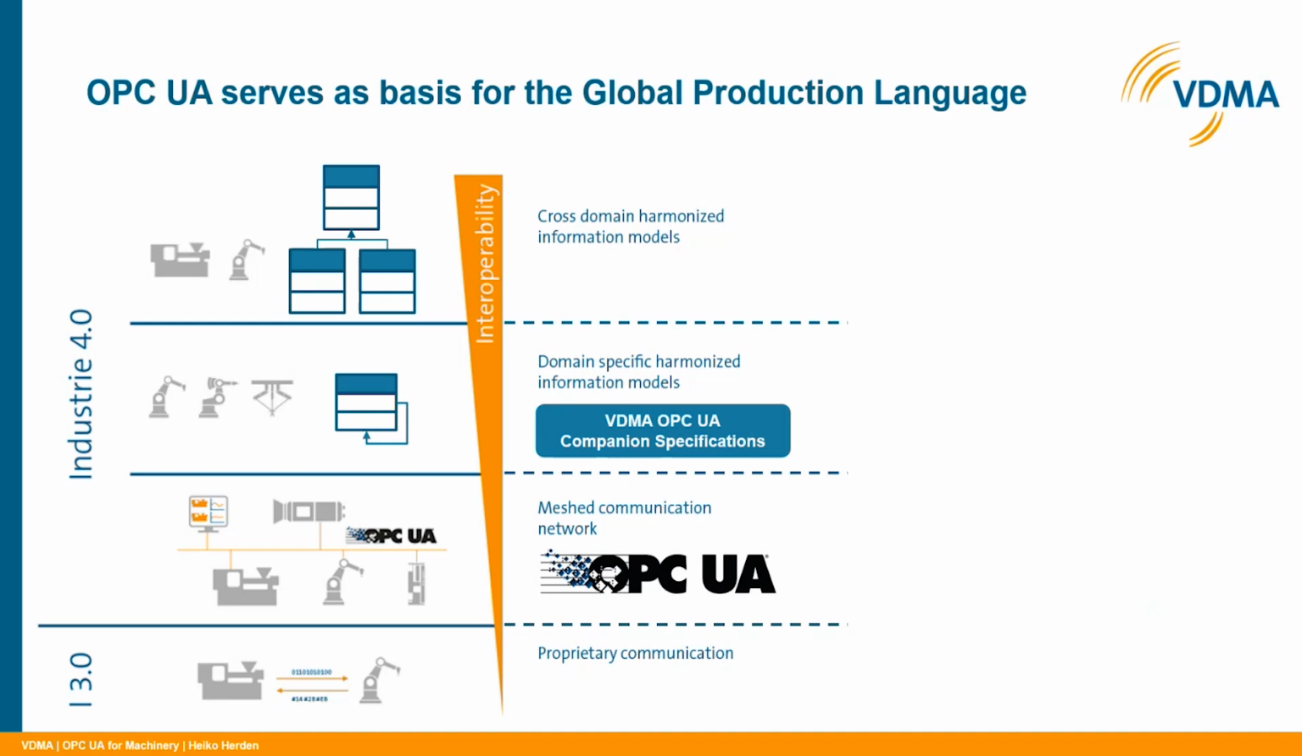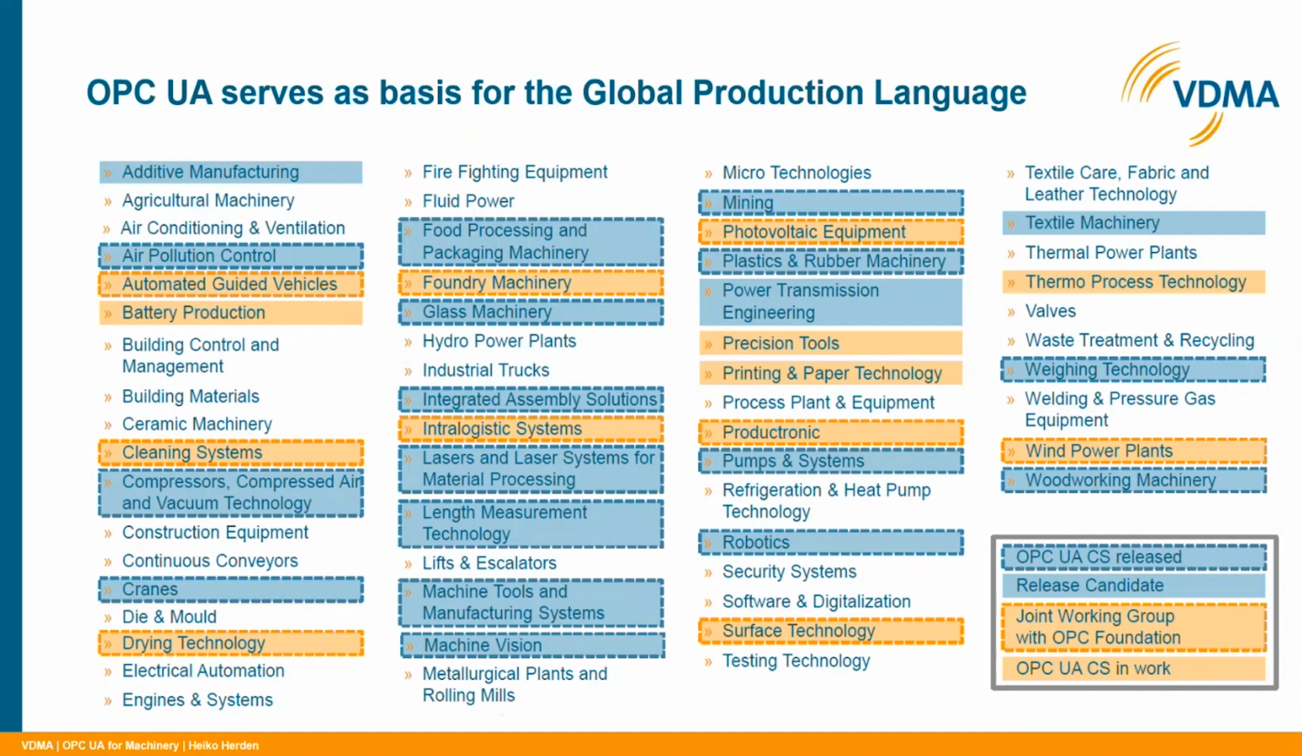If we now take a look at the structure of the VDMA, we will see that we have several organizational units. And now here on this slide, I brought an overview of all these units. And I used a blue color for the ones that have already published an OPC UA companion specification. And I used the orange color for those that are still working on it and don't have any published specification yet. And as you can see, it's really a lot of different domains.